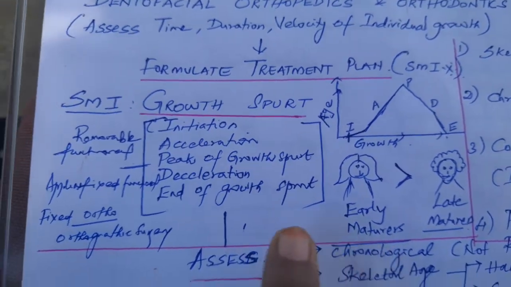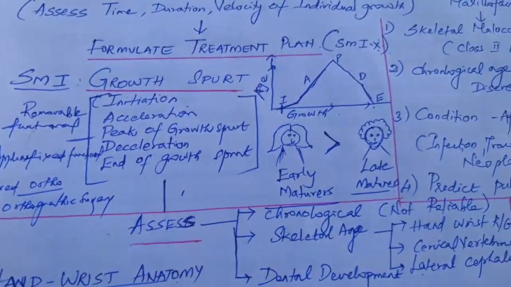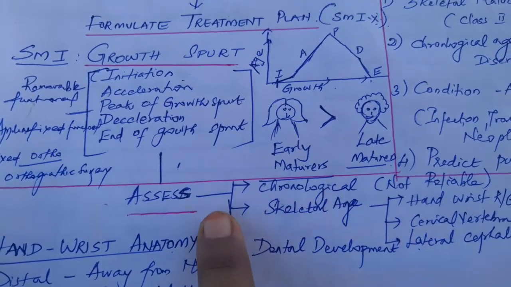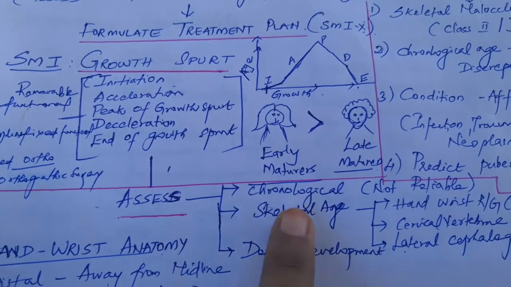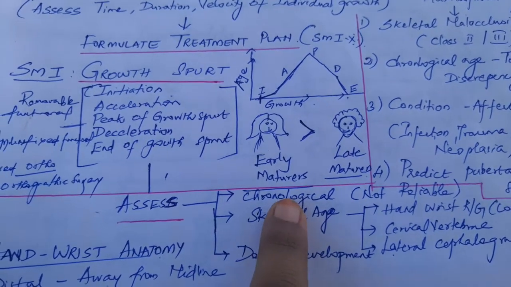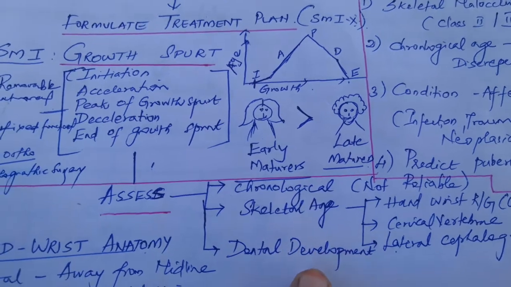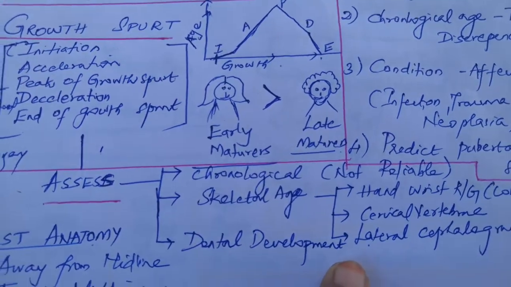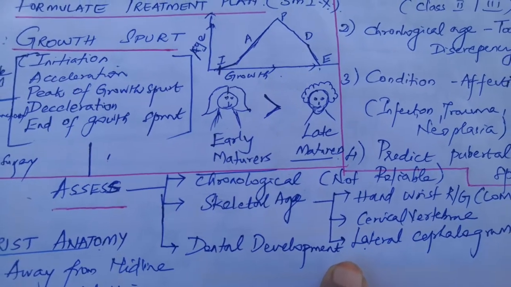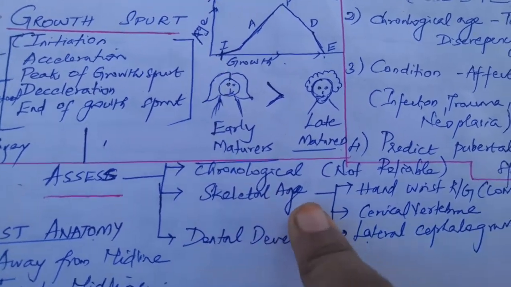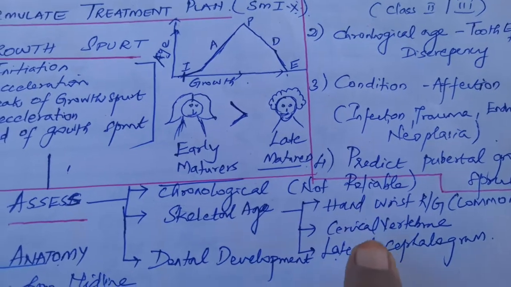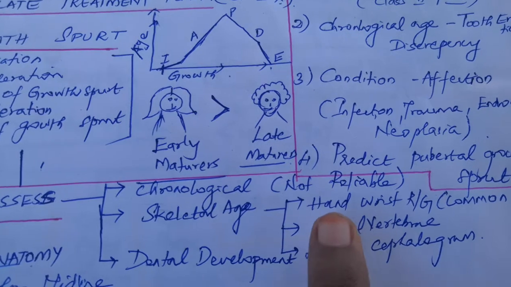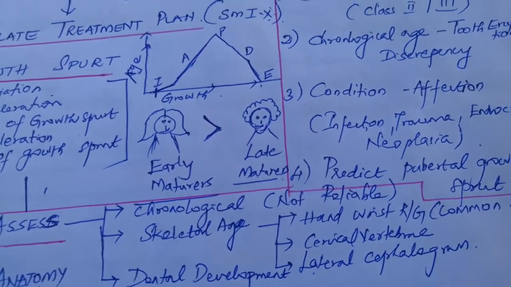To assess maturity, chronological age is not reliable, so we are not using it. Dental development can also be used in assessing the maturity of the patient, but skeletal age we can assess by hand wrist radiograph, cervical vertebral radiograph, and lateral cephalogram, but the most used is the hand wrist radiograph.